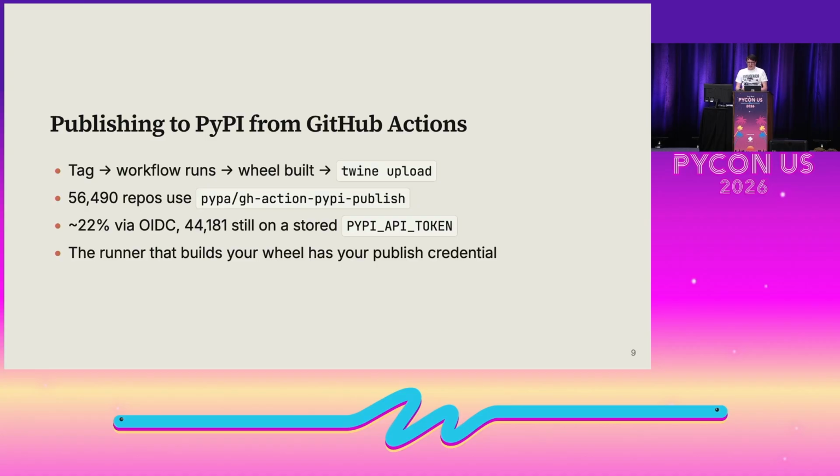And I found approximately 56,000 repositories that are using the PyPI GitHub action to publish to PyPI. And about 22% of those are using trusted publishing, which means that the other 78% of them, about 44,000, are still using the long-lived token for publishing to PyPI, which is going to produce some really interesting outcomes when we start looking into how that combines with other features of the GitHub Actions configuration.